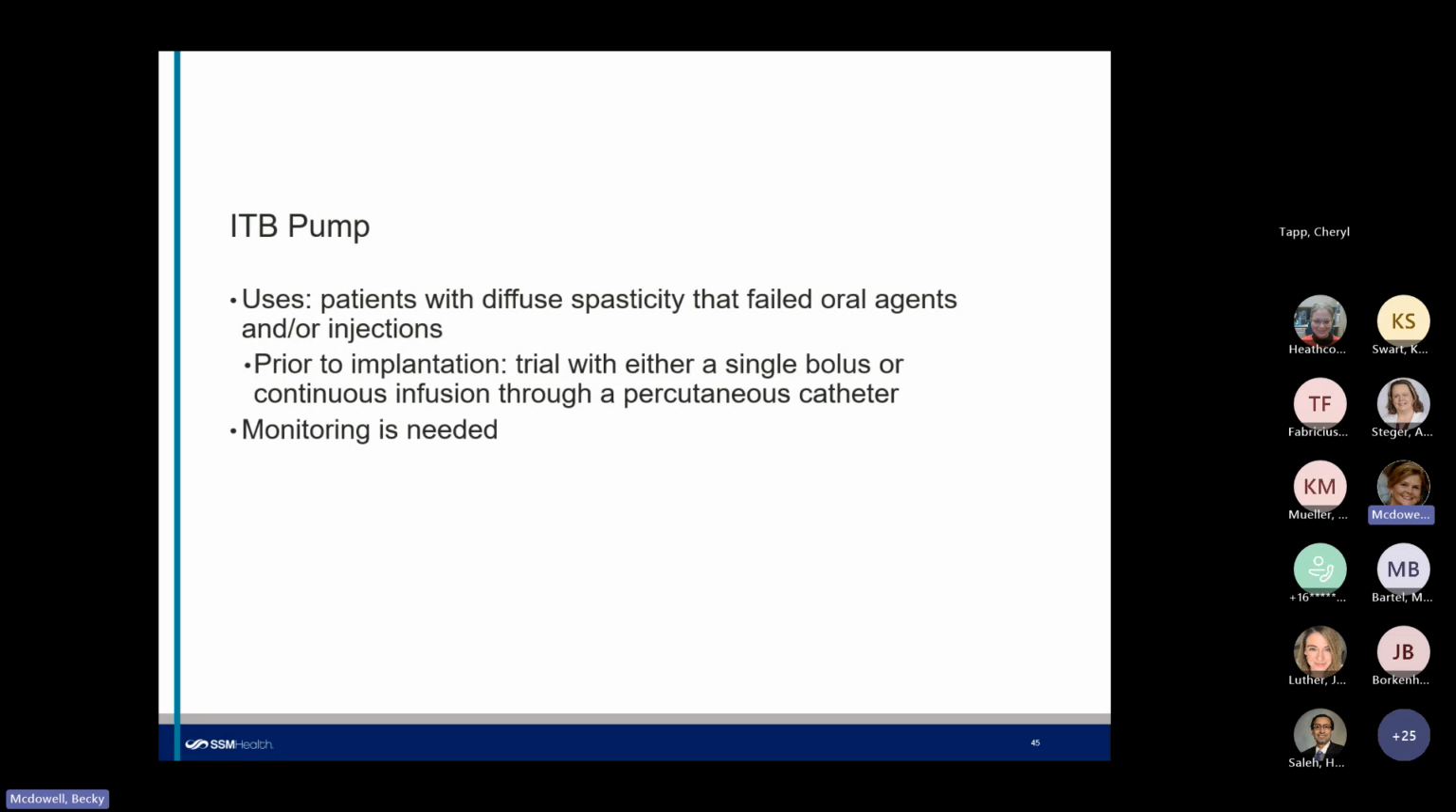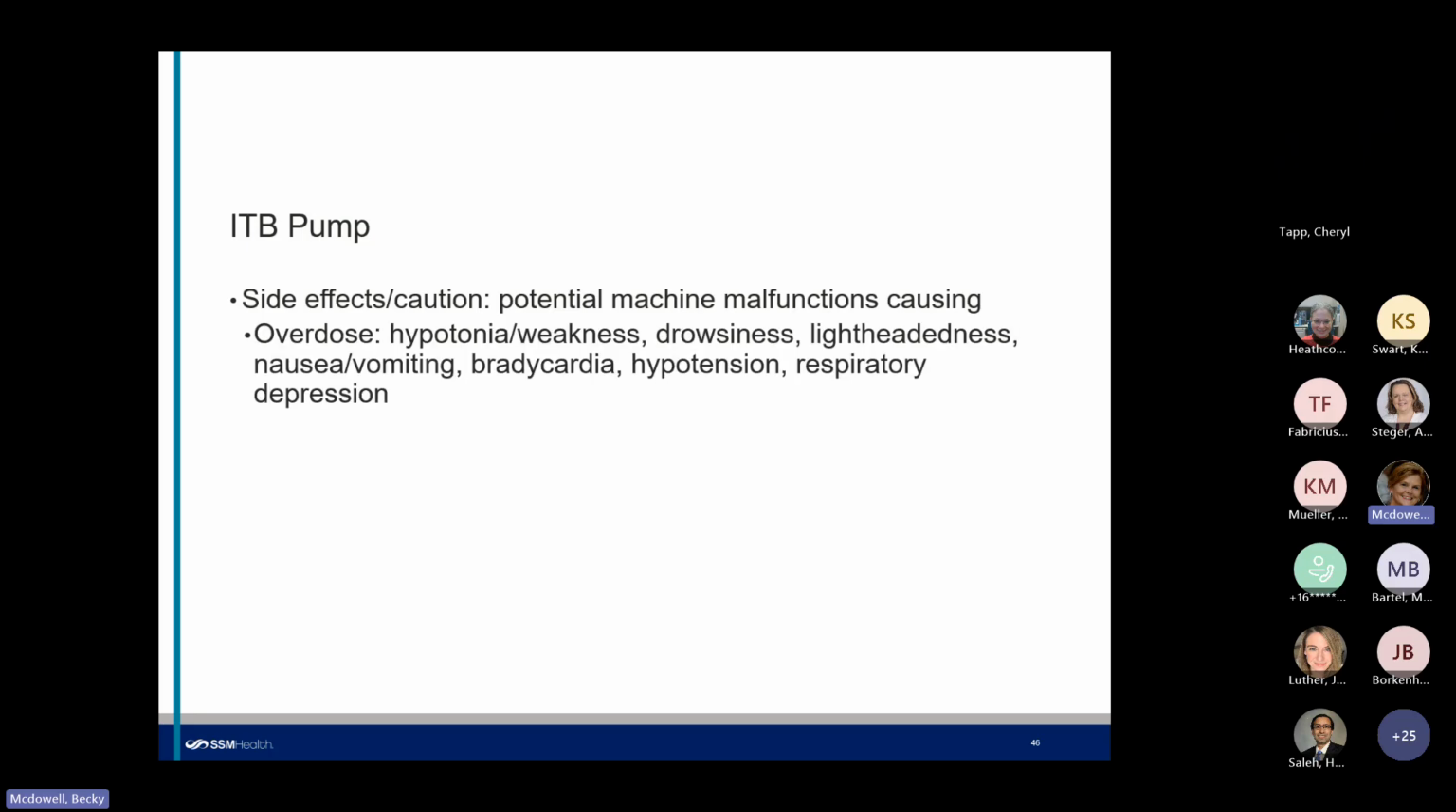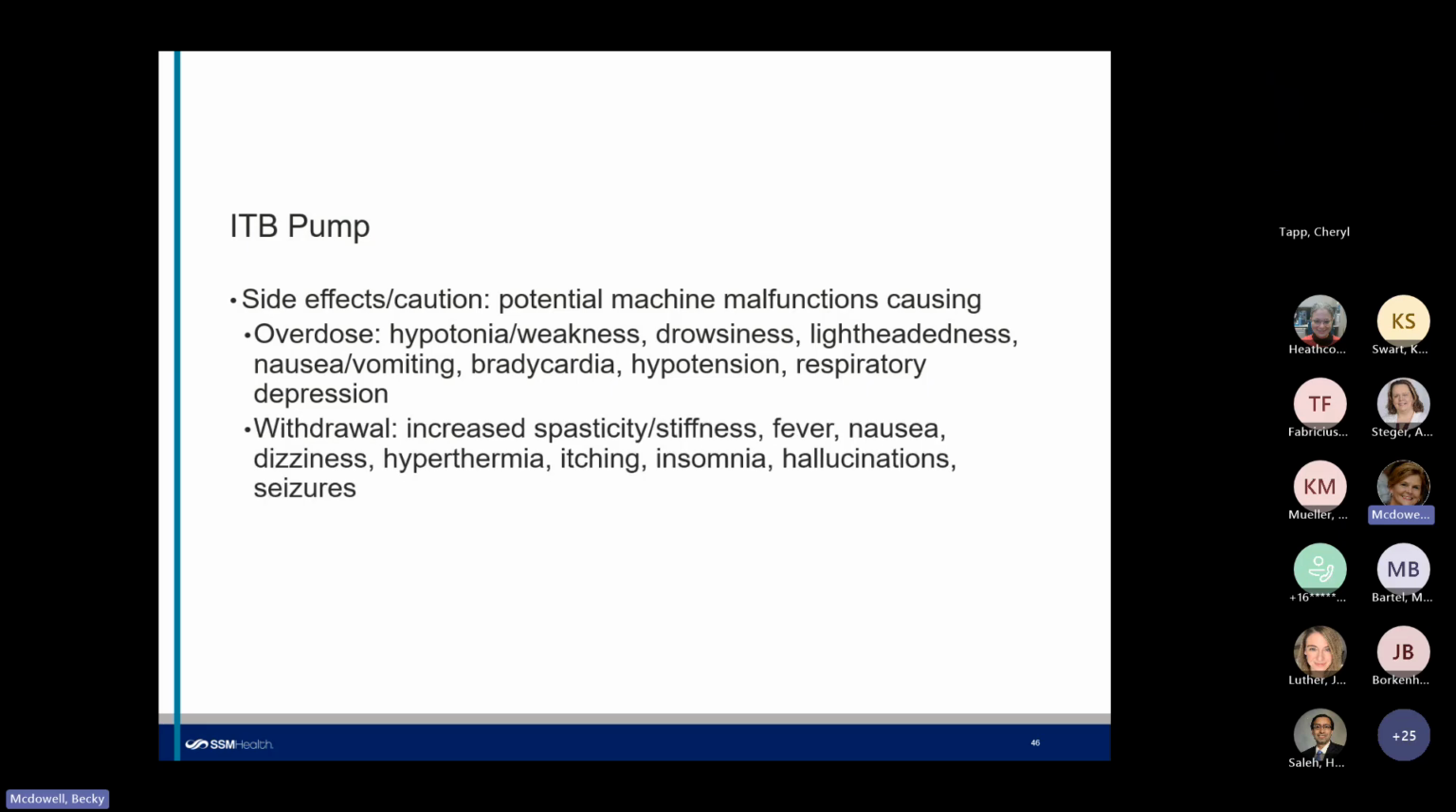If you're going to do a pump in somebody, you have to make sure you're doing close monitoring, and therefore you need a patient that's going to be very reliable and/or their family is going to be reliable. This is because it has lots of potential risk if you don't get reliable ongoing treatment. And the big thing is if the patient doesn't follow up for refills, then they're going to be out of medication, they're going to go into withdrawal. And that can lead to, again, increased spasticity, stiffness, fever, nausea, dizziness, hypothermia, itching, insomnia, hallucinations, and seizures.